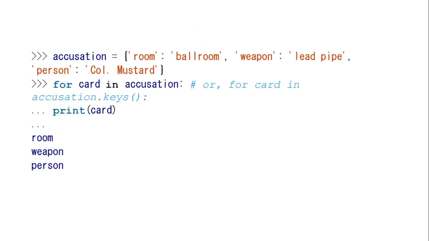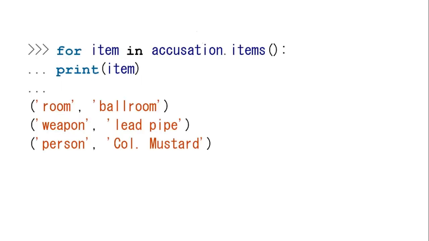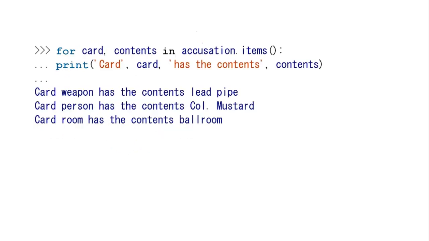To iterate over the values rather than the keys, you use the dictionary values function. To return both the key and value in a tuple, you can use the items function. Remember that you can assign to a tuple in one step. For each tuple returned by items, assign the first value to card, the second to contents.